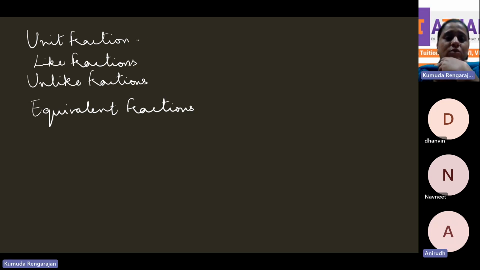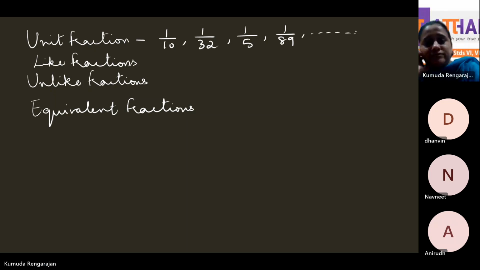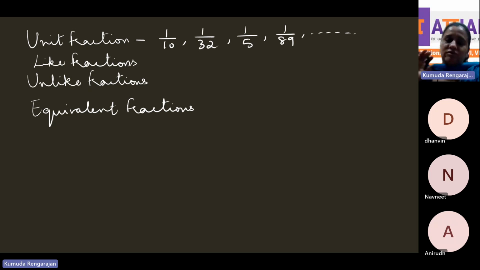I can give you an example now. Now from the example, you tell me what a unit fraction is. 1 by 10, 1 by 32, 1 by 5, 1 by 89. What do you say? 1 by any number. Correct. A fraction is said to be a unit fraction if its numerator is always 1. A fraction is a unit fraction if its numerator is 1.